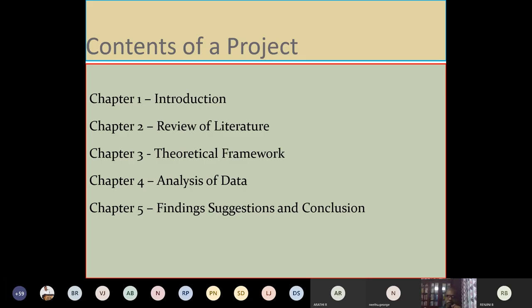In between, if you are a PhD student and you have a very good research model for your study, then you may have another chapter for your research model. The chapters may be five, maybe six, maybe seven or eight, as the case may be, depending upon the nature of the study. But for a PhD student, we need at least five different chapters: chapter one is introduction, chapter two is review of literature, chapter three is theoretical framework. Okay.